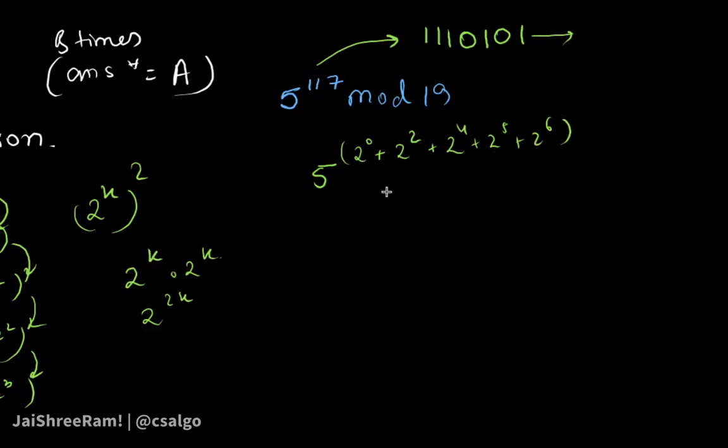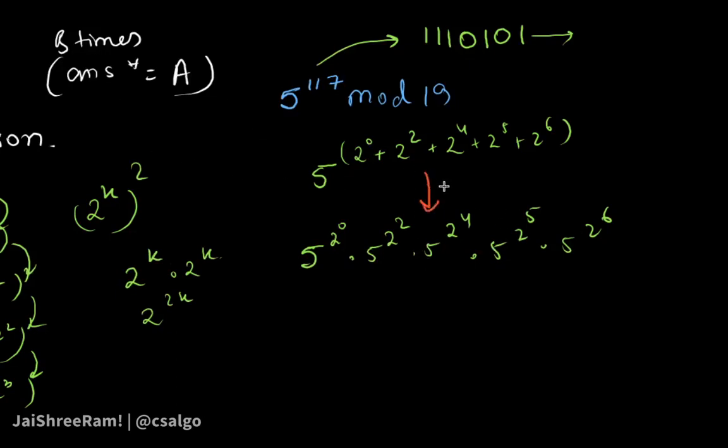Okay, now we can distribute this plus as multiplication in the base, right? So this would be nothing but 5 to the power 2 to the power 0 multiplied by 5 to the power 2 to the power 2 multiplied by 5 to the power 2 to the power 4 multiplied by 5 to the power 2 to the power 5 multiplied by 5 to the power 2 to the power 6, right? This is how you can write this, because when the base is the same, you get addition in the powers. So when opening it up, you go the reverse way.